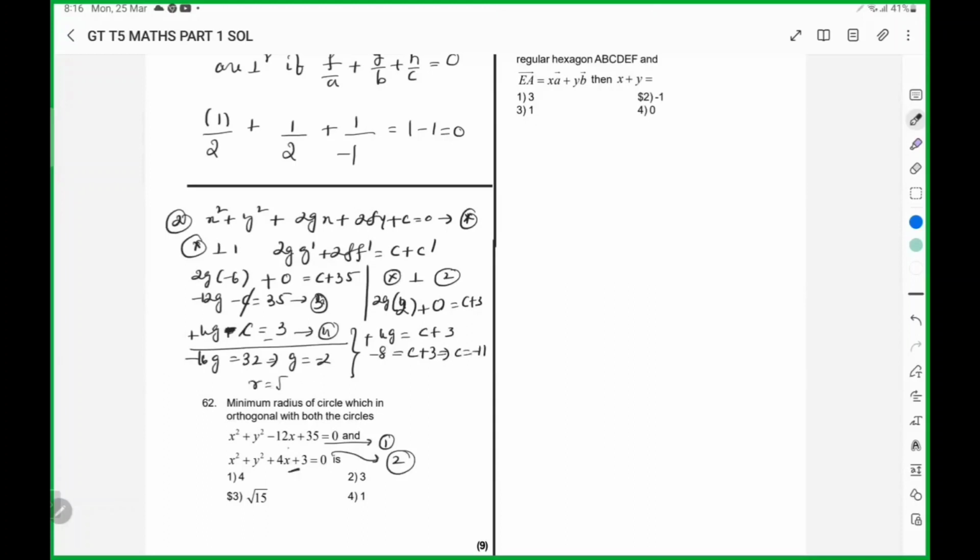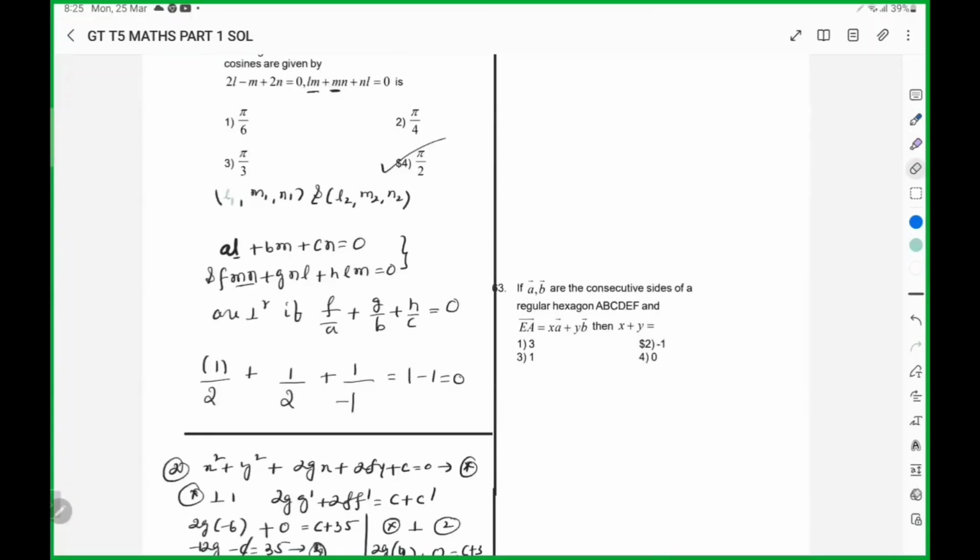Then the radius will be root of g square plus f square minus c. 4 plus f square plus 11. Root of 15 plus f square. F square is greater than or equal to 0. So the minimum radius becomes root 15.